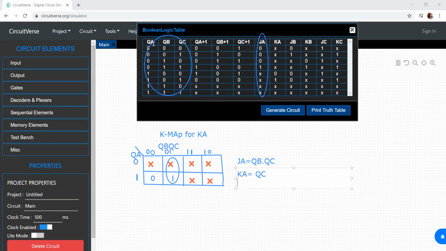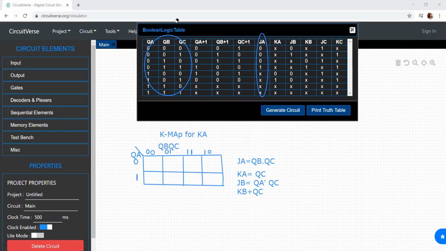Similarly, you have to take QA, QB, QC and solve for JB. Write the K map for JB. JB I will get is QA bar into QC if you solve it. Again, you have to write for KB. KB will be equal to QC. I'll get another expression for KB. Now, again, you have to write the expression for JC and KC. So, I'll just show the expression for JC and KC. One I'll show, because this is an exclusive variant of K-map, so I'm showing this.